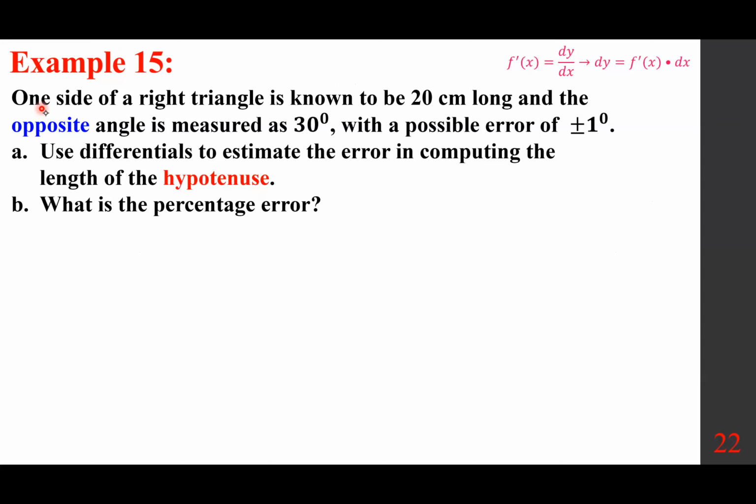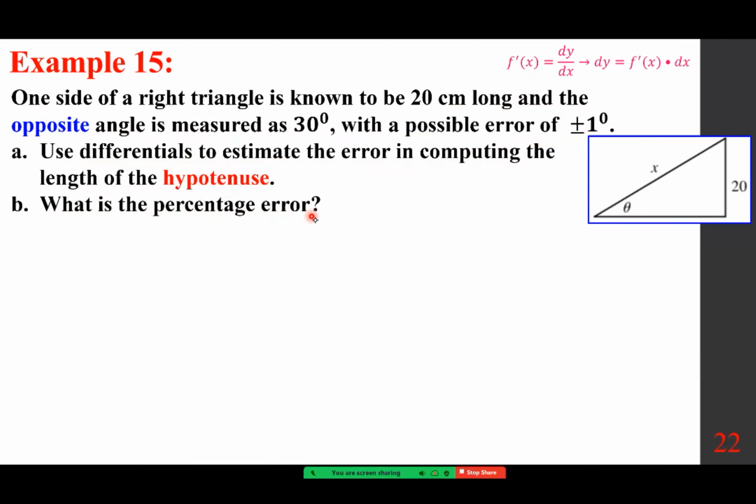One side of a right triangle is known to be 20 centimeters long, and the opposite angle is measured at 30 degrees, with a possible error of plus or minus 1 degree. Use differentials to estimate the error in computing the length of the hypotenuse. What is the percentage error? Perfect. Thanks. So here's what we have, everybody.